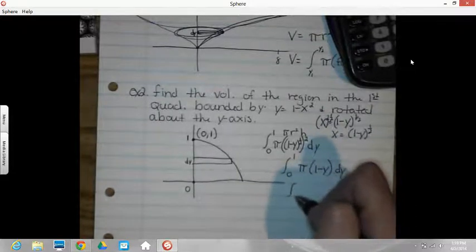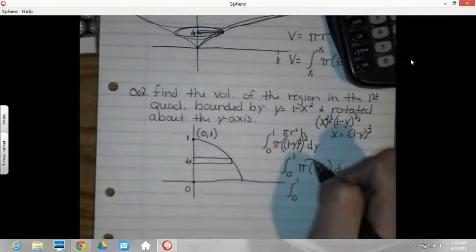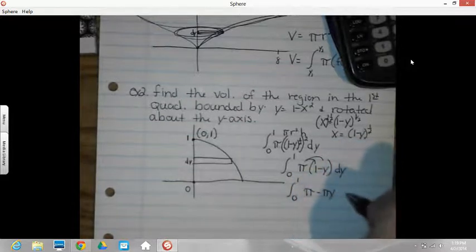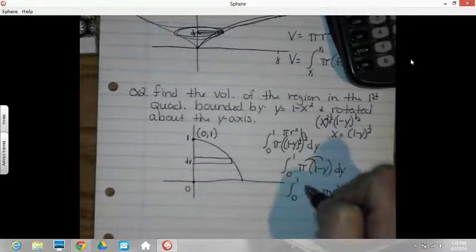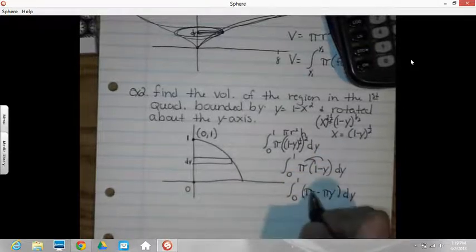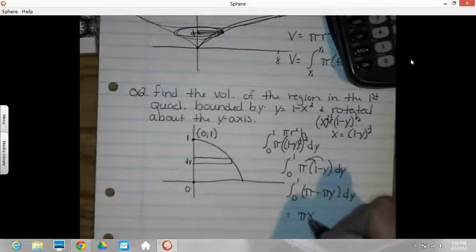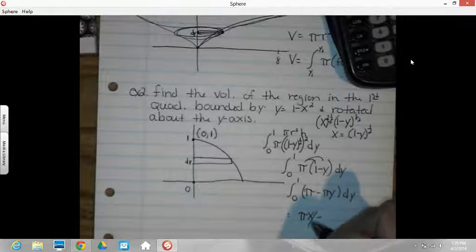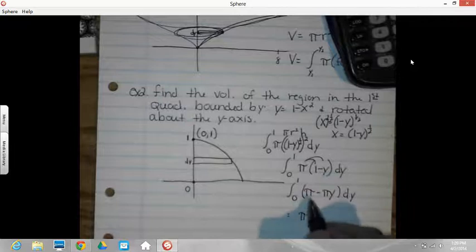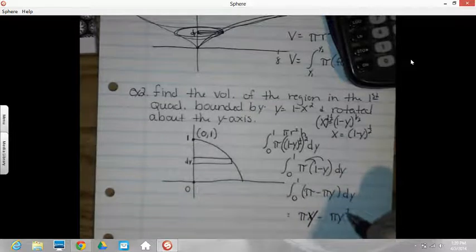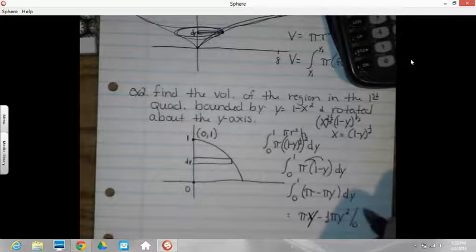So before I integrate, I'll distribute the pi. So that'll become pi minus pi y dy. And now I can integrate each term. So that's just a constant. It's like 3. To integrate that, it's pi x. And then here, not x, but a y. Sorry, pi y. Because the derivative here would be pi. And then here I add 1 to the exponent. So I get pi y squared multiplied by the reciprocal as a 1/2. And then evaluate from 0 to 1.